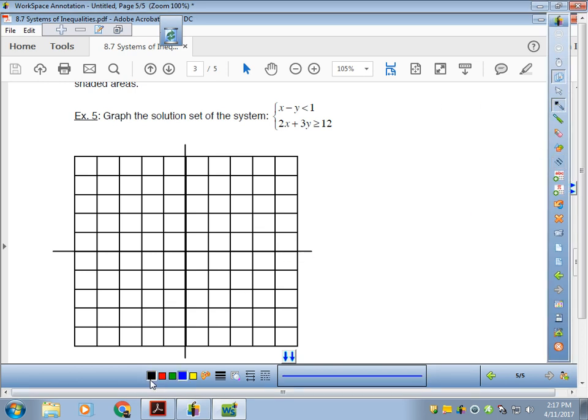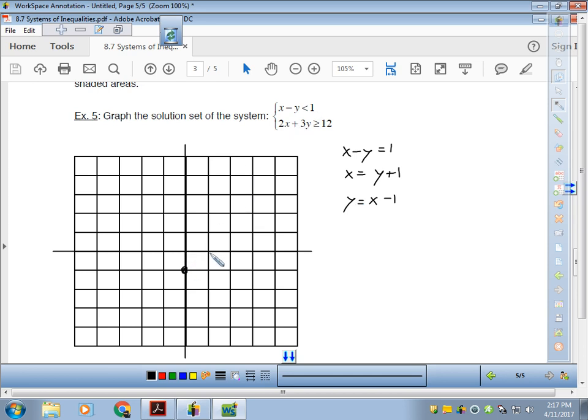Alright, so we have two different inequalities this time. Our first one, we have x minus y equal to 1. I'm going to move the y over and say x equals y plus 1. Move the 1 over, y equals x minus 1. So I'm going to graph that. That's a line that has a slope of 1 and a y-intercept of -1. So here's its y-intercept. Its slope of 1 means I go up 1 and to the right 1.